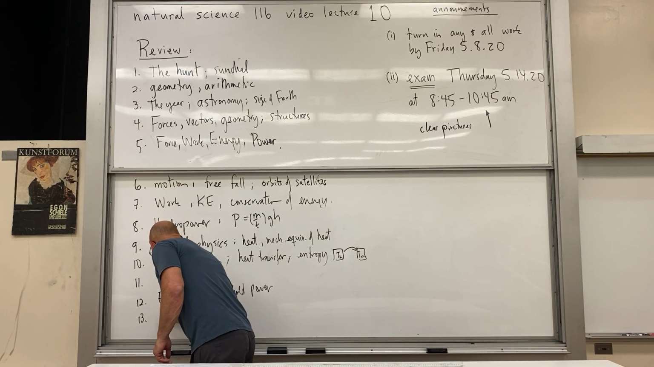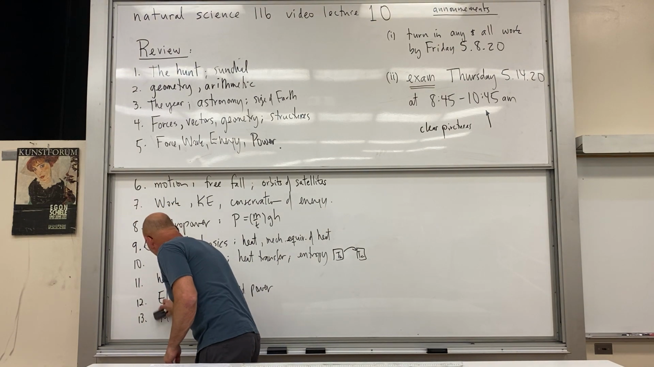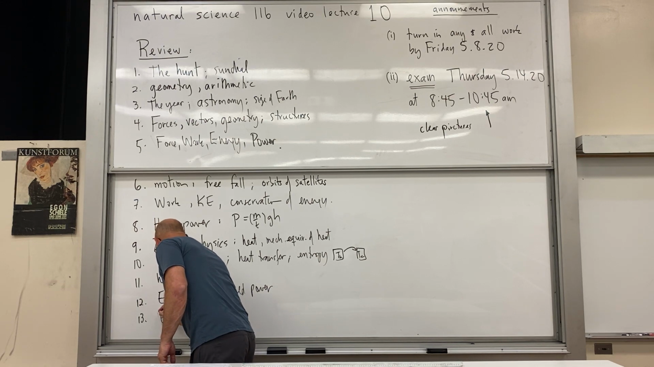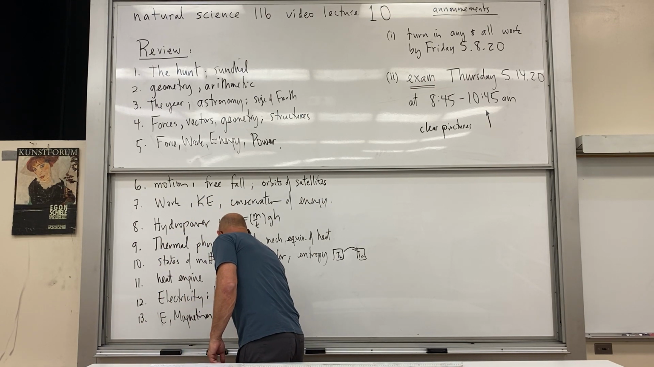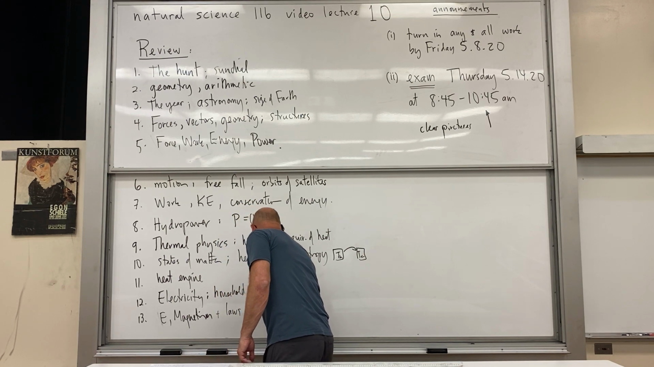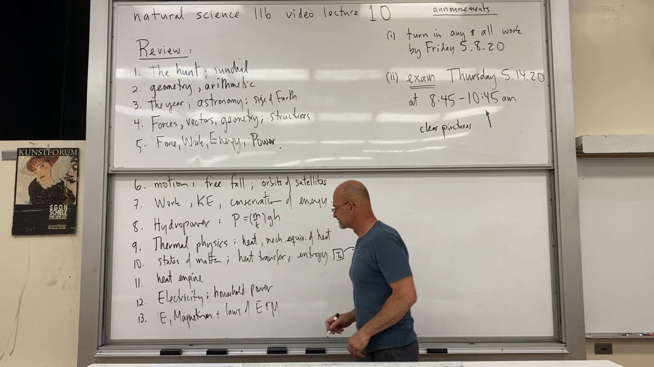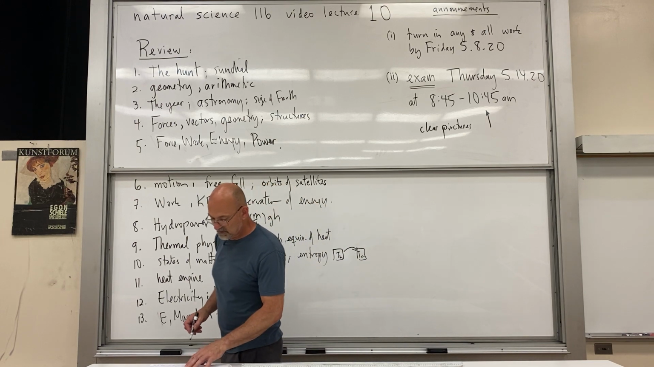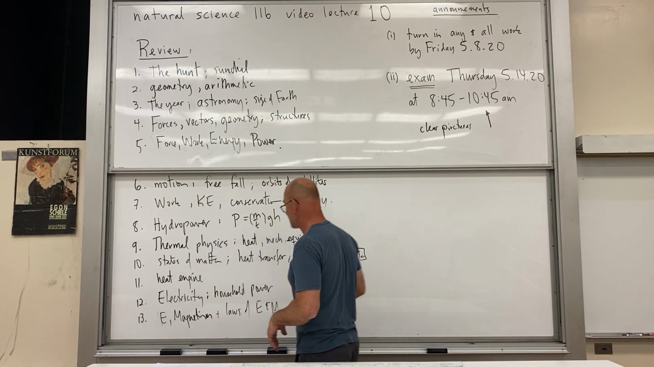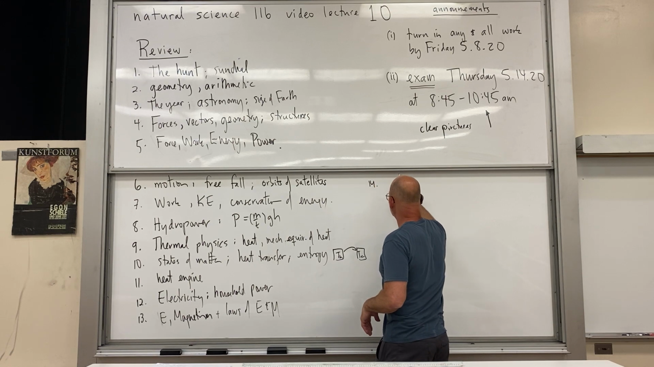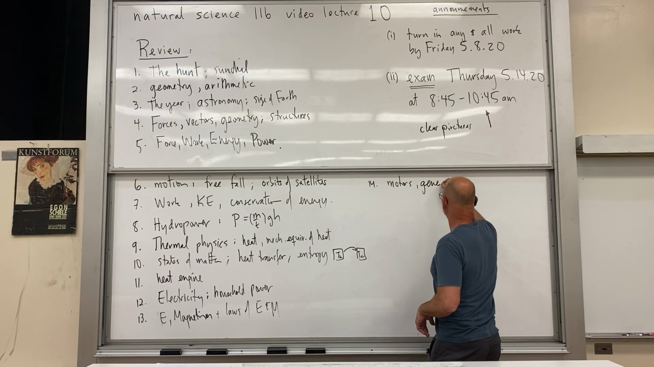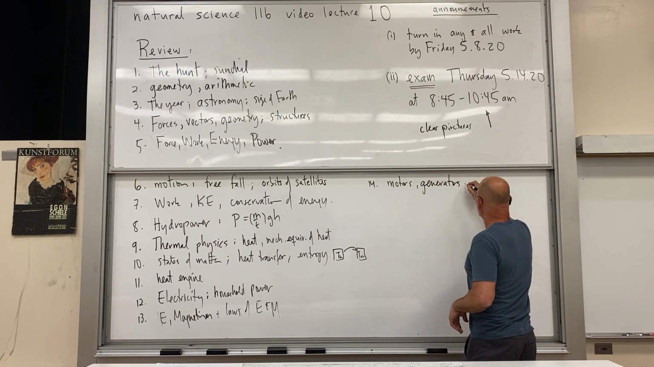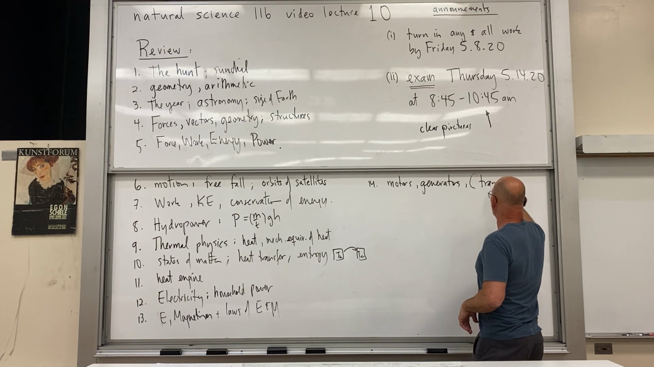Then I have magnetism, or let's say electricity and magnetism. Electricity, magnetism, plus laws of electricity and magnetism. And then 14, motors, generators. And I'm going to put in parentheses transformers.